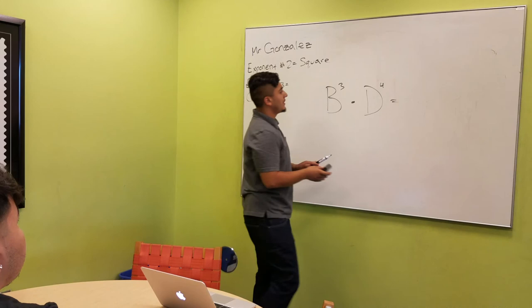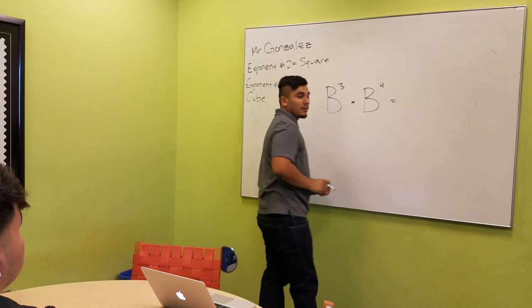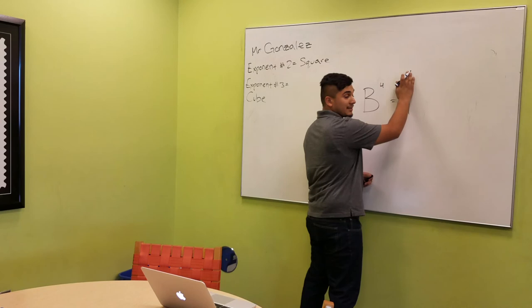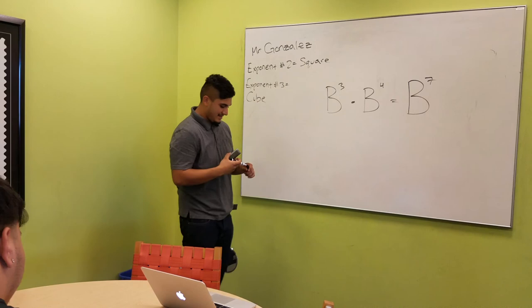So let's replace this D with a B. How do you do this? You add the 3 and the 4 together. Yes. So what would the answer be? 7. B to the power of 7. All right, cool. Yes, correct.